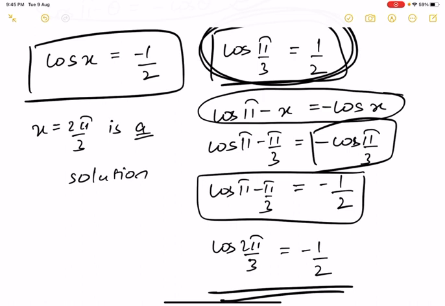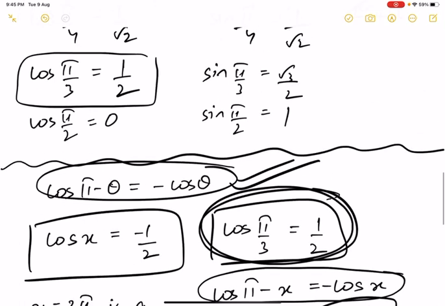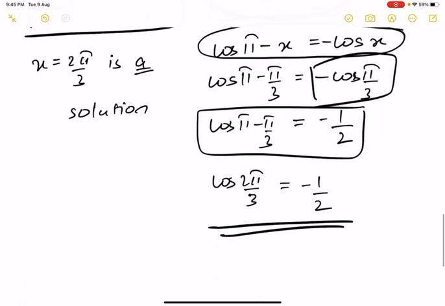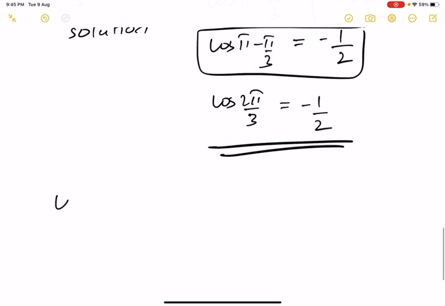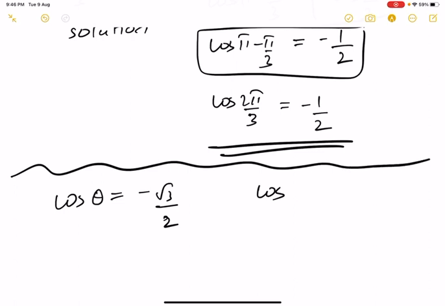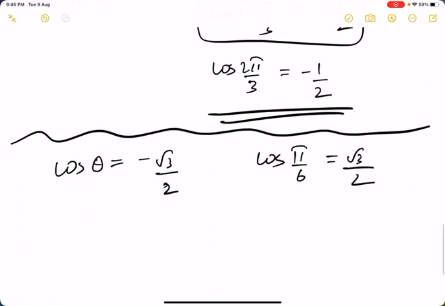So to convert cos values to negative, you have to use pi minus theta. Now similarly, we'll take one more example. If I want to find the value for cos theta is equal to, let's say, minus root 3 by 2. We know that cos of pi by 6 is equal to root 3 by 2. Now how to make it negative? Again simple, cos of pi minus theta is equal to negative cos theta.